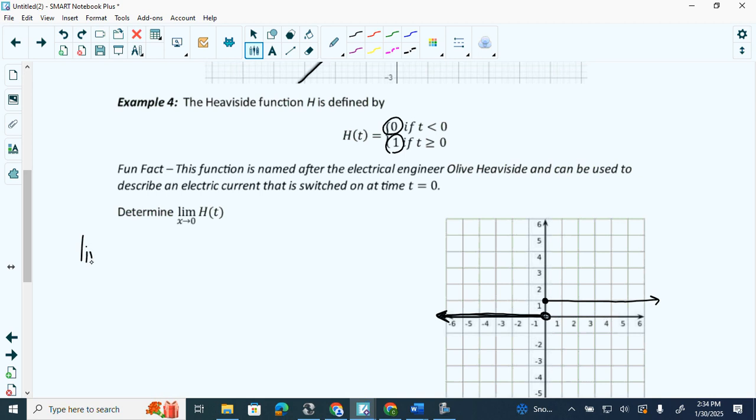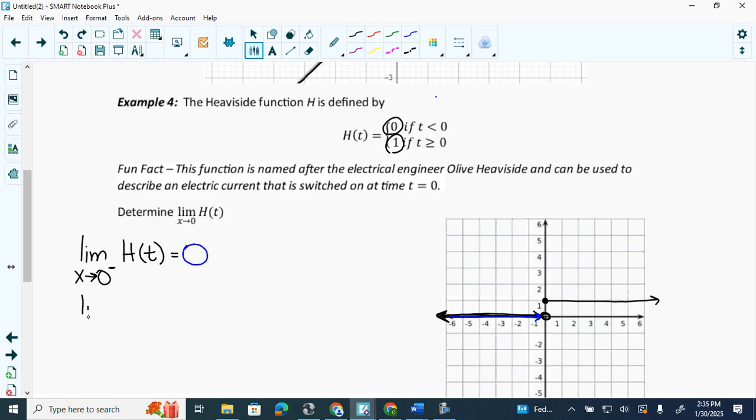The limit as t approaches 0 from the left, that's what this little negative means. It means from the left. Of h of t, because the function isn't f of x this time, it's h of t. So as it approaches 0 from the left of h of t, what y value is it reaching? As I'm following it to 0 from the left, I'm approaching what y value? 0. So from the left it equals 0. Yes?